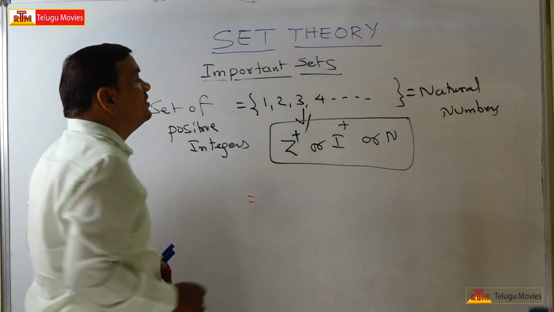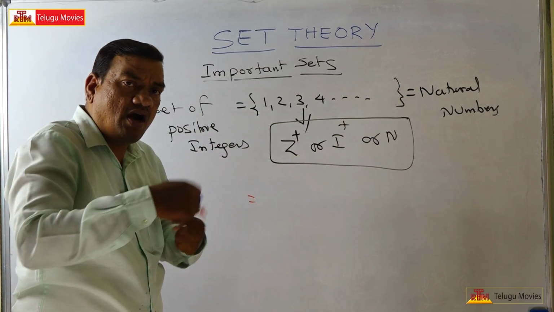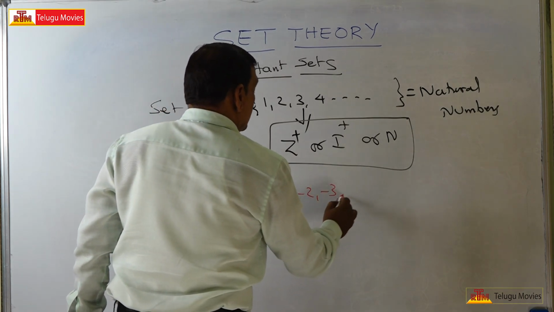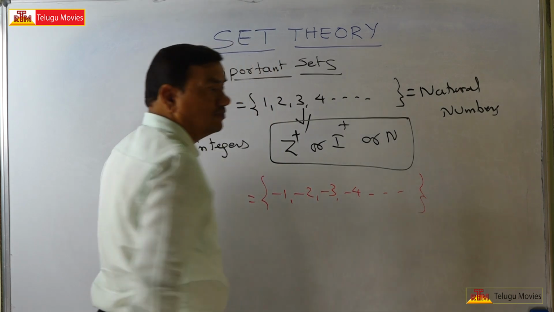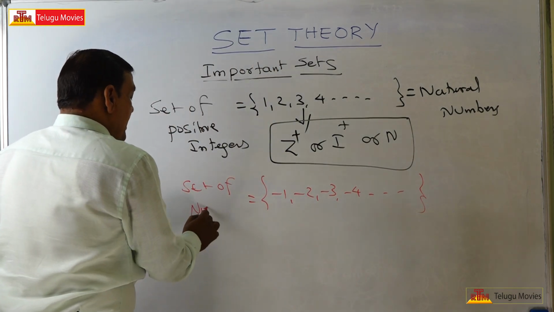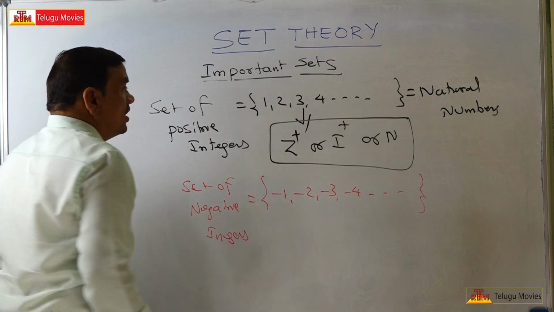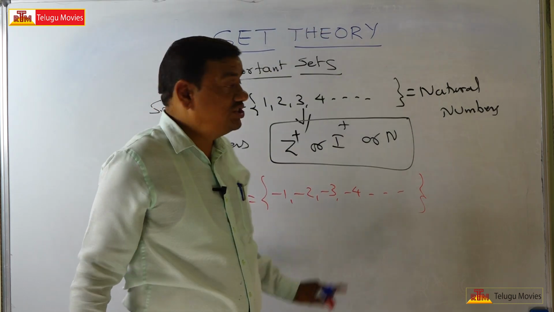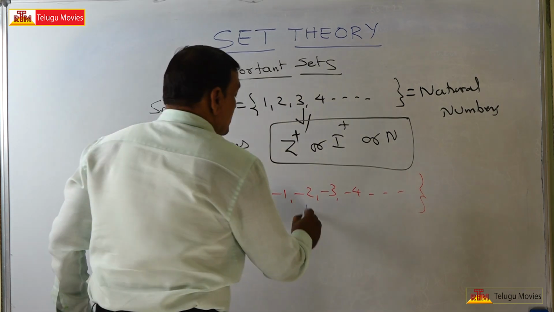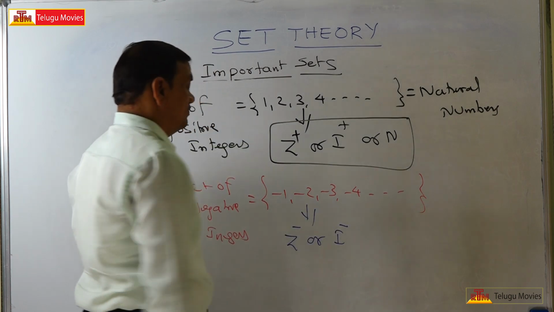The negatives of these natural numbers, the negatives of this set of positive integers, should all be written with the negative sign, that is equal to -1, -2, -3, -4, and so on. So this is called the set of negative integers, that is, negatives of natural numbers. This set is denoted with the symbol Z minus or I minus.